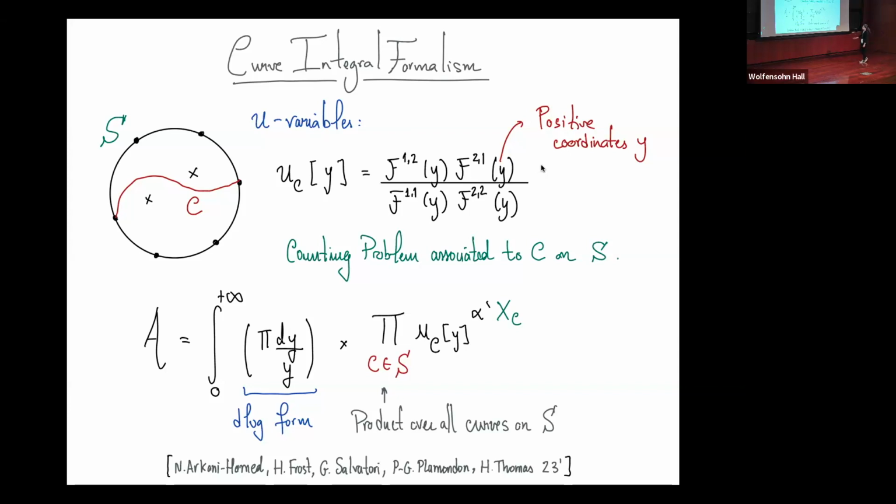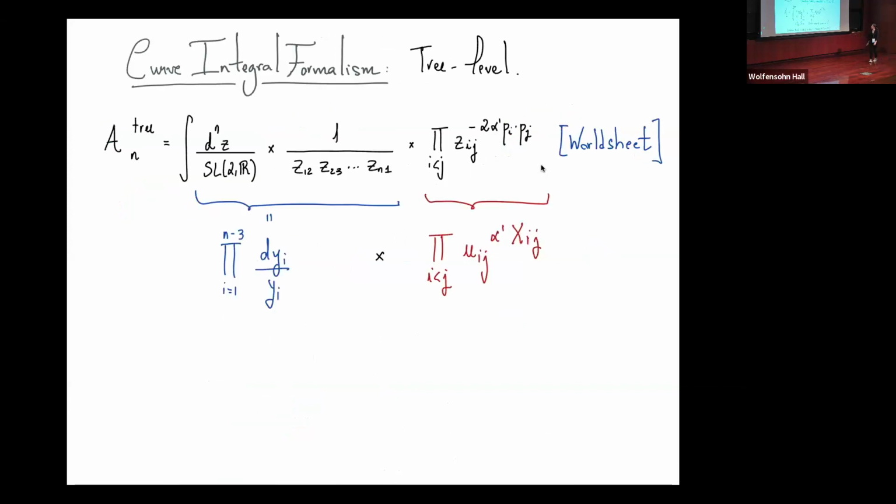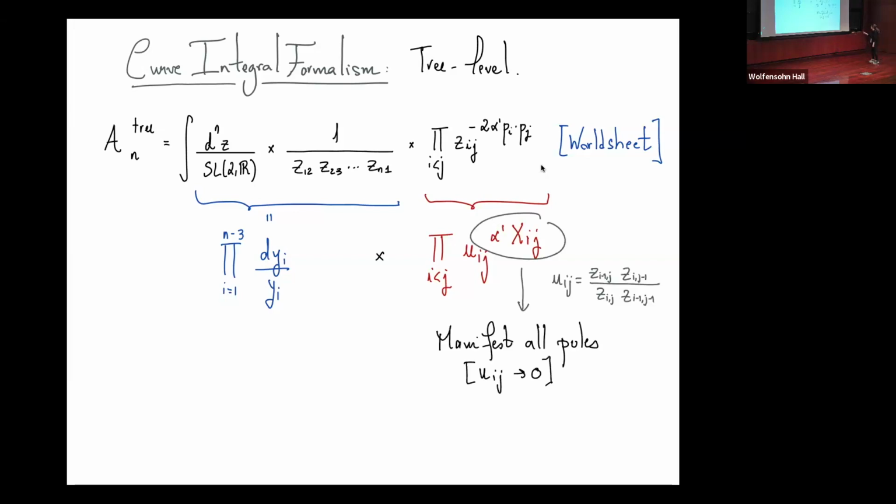where we have an integration measure in the y's, which is just a simple d log form. And then we have this factor over here, which is the product over all the curves on the surface of their u variables raised to the power of alpha prime times the kinematic invariant xc. Okay, so at tree level, we can actually just match to these two standard string theory formulas. So Bern also already talked about this formula today. This is the standard Parke-Taylor worldsheet integral. Here's the Koba-Nielsen factor that in this language gets replaced with the product over the uij's to the alpha prime xij. So already here we see that in this formalism, we make manifest the dependence on the variables that are naturally associated to the location of the poles.